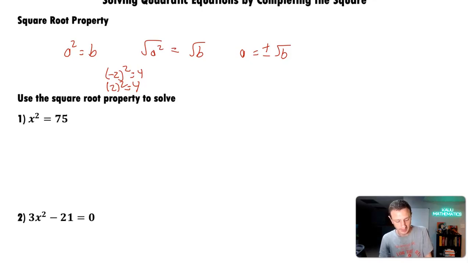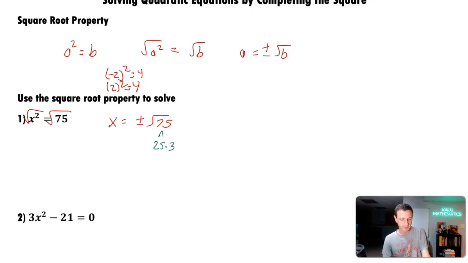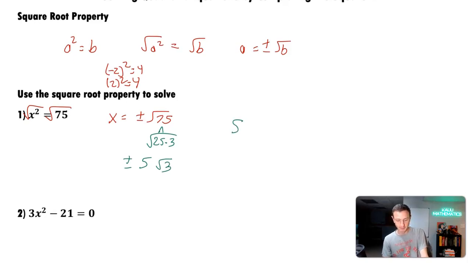To solve for x, the x squared is already by itself on one side of the equal sign. So we take the square root of both sides. So we get x is equal to plus and minus the square root of 75. And then we're not done at that step, because now we have to simplify the radical. So 75 is 25 times 3, where the square root of 25 is 5. So we'd have plus and minus 5 square root of 3. So our answers would be positive 5 root 3 and negative 5 root 3.